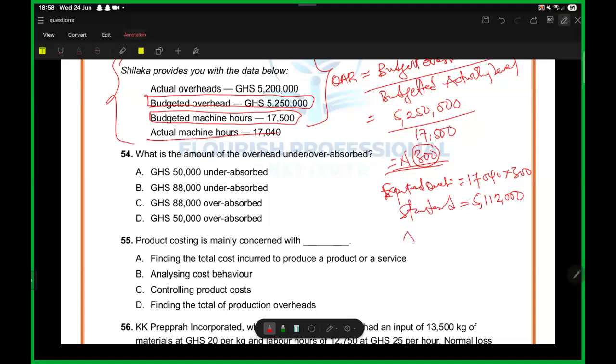Now, this is the expected overhead or the standard overhead. What's the actual overhead we incurred? We incurred 5,200,000 over here. So what will be the difference between these? The difference will be 88,000.